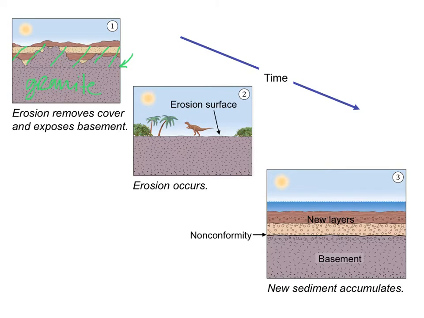Later, we get deposition of new sedimentary beds, and those new layers are being deposited on top of basement here that was originally deep within the earth, but is now at the surface and available for accumulating sediment on top of it. So this nonconformity represents a period of erosion and missing time, essentially, in the rock record between when the granite crystallized and when these new sedimentary beds were deposited.